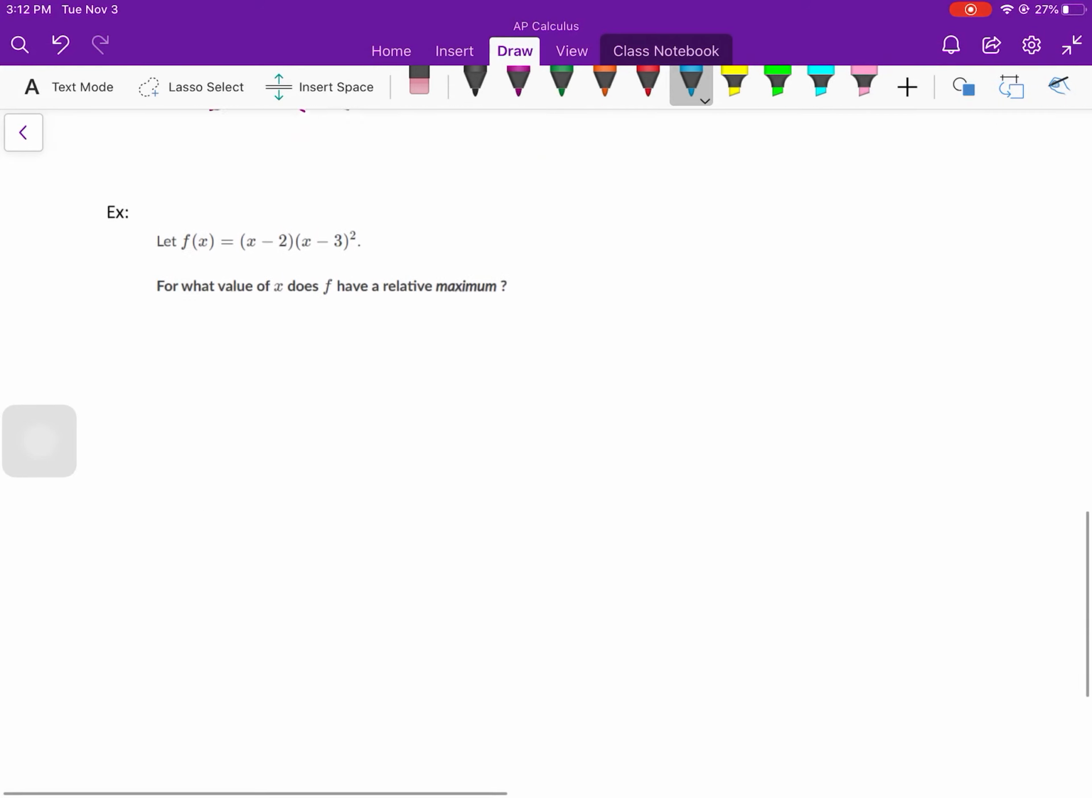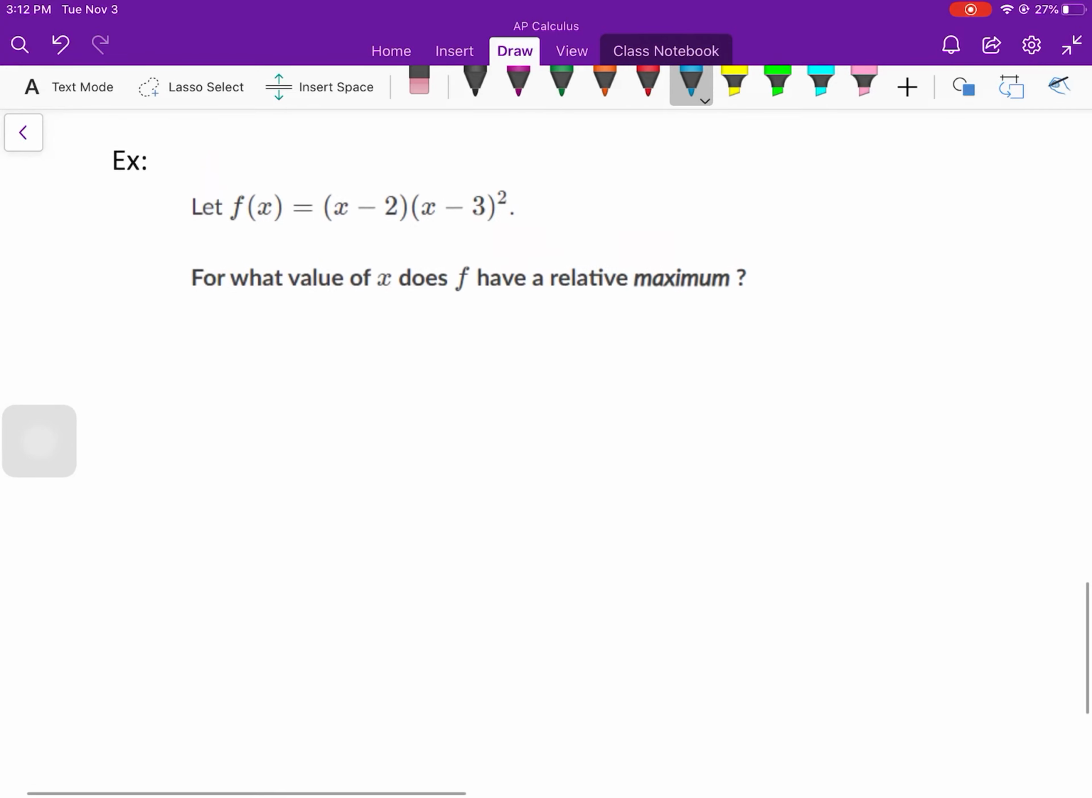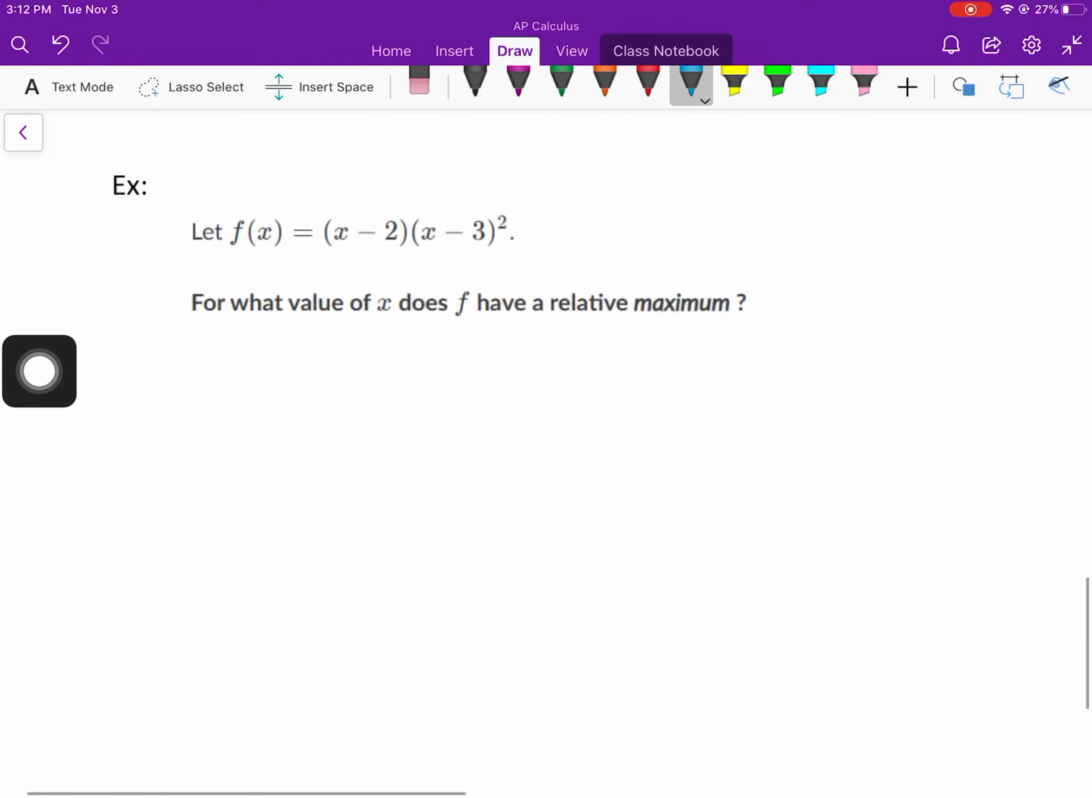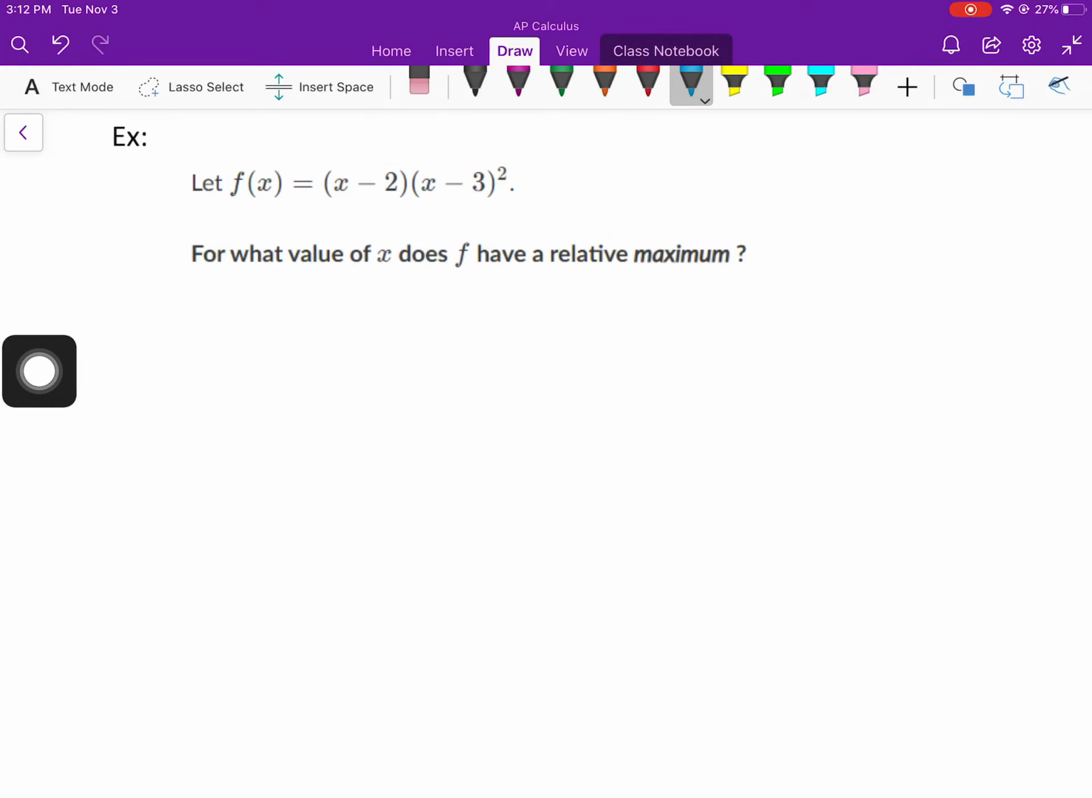Now this last one, it's trying to trick you. You see how this factored one was g prime? Be careful, make sure it's labeled the derivative. Because this one's not labeled the derivative. This is talking about the original function f. So f of x equals this. If we want to take the derivative of this, you can either do the product rule or expand and FOIL it out, which is what I'm going to do. So we'll FOIL it out.